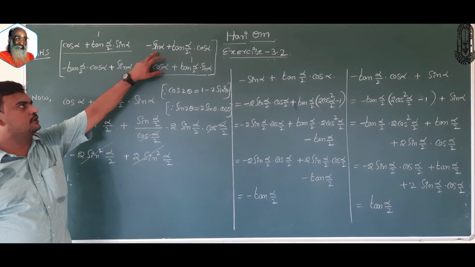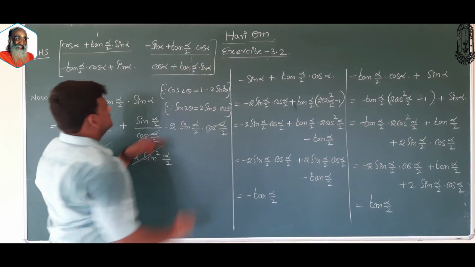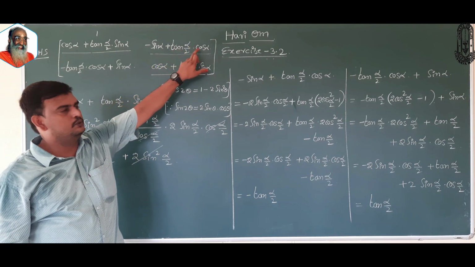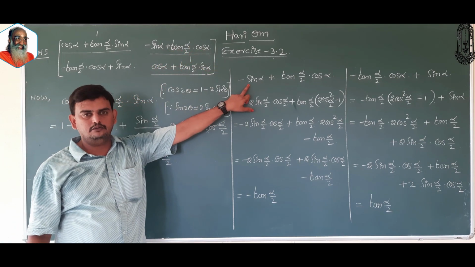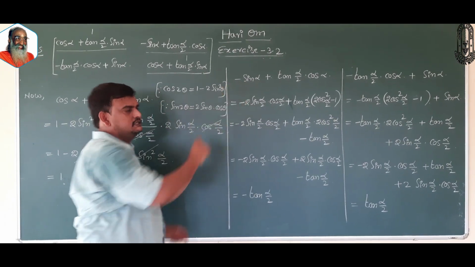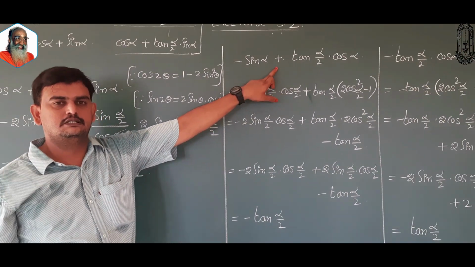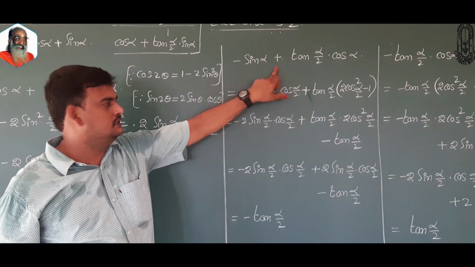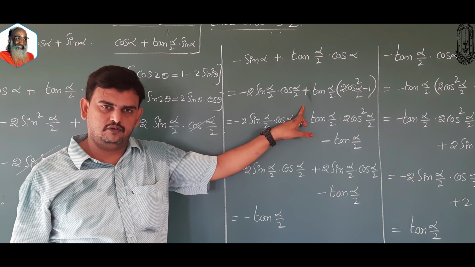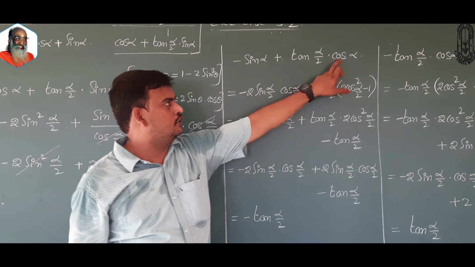Now, coming to these two remaining parts, I am going to simplify this part. What is this? Minus sin alpha plus tan alpha by 2 into cos alpha. That we are going to simplify. Now, minus sin alpha. As I told you, sin 2 theta can be written as 2 sin theta cos theta. So when we write sin alpha in submultiple angles, we can write minus 2 sin alpha by 2 into cos alpha by 2 plus tan alpha by 2 into now cos alpha.